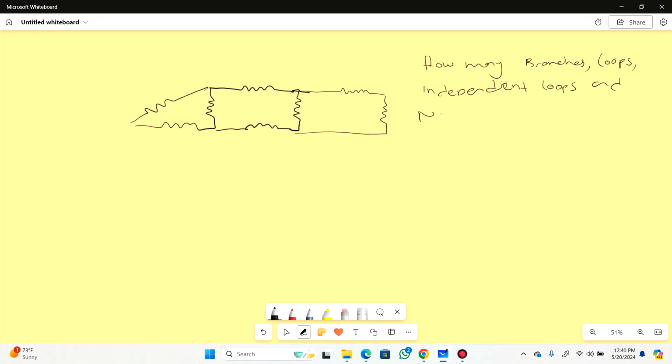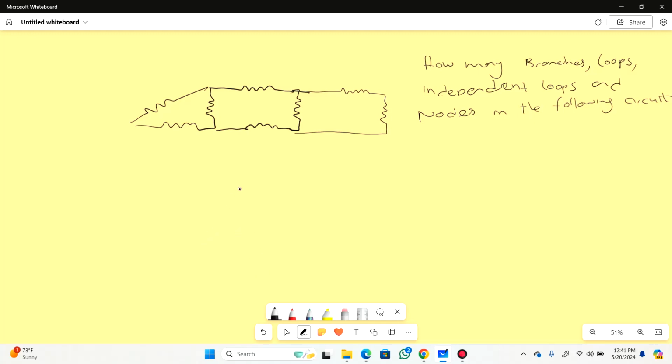and nodes in the following circuit, right? So the question reads, how many branches, loops, or independent loops and nodes are in this circuit here? So pause the video if you want to check whether you are on the correct path, or rather whether you understand what we have done.